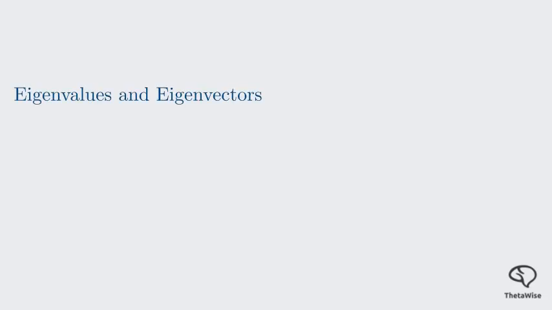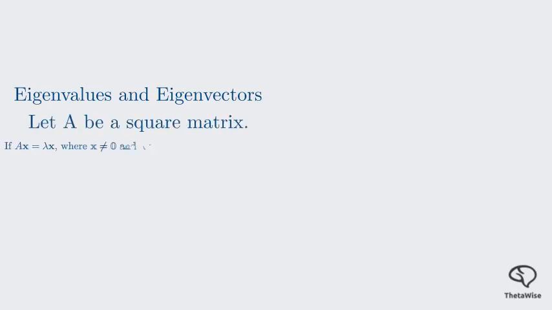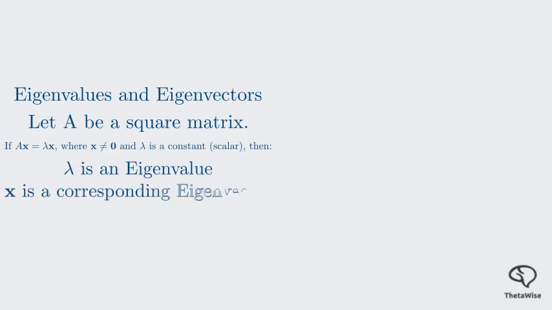Eigenvalues and eigenvectors. These are properties of square matrices that reveal a lot about how they behave. Let A be a square matrix. If we can find a non-zero column vector x and a constant or scalar lambda, such that A times x equals lambda times x, then we have found an eigenvector and its corresponding eigenvalue.